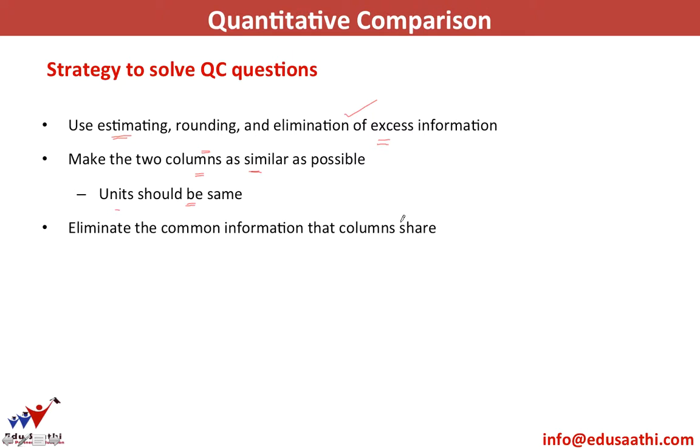If there's information that the two columns share, that information should be eliminated. This will leave you with an easier comparison. Okay, so I need to keep this in mind. Assign values for variables. If you can do this quickly, many comparisons will become very straightforward.